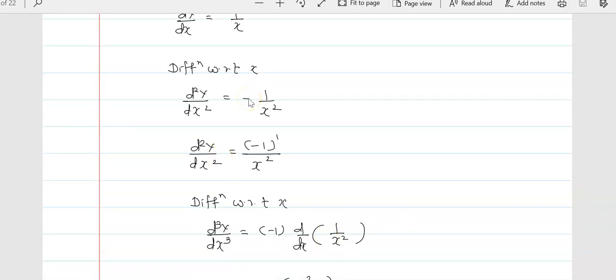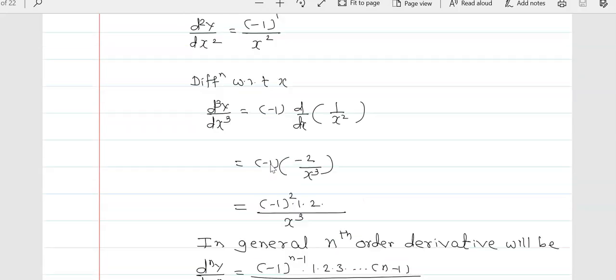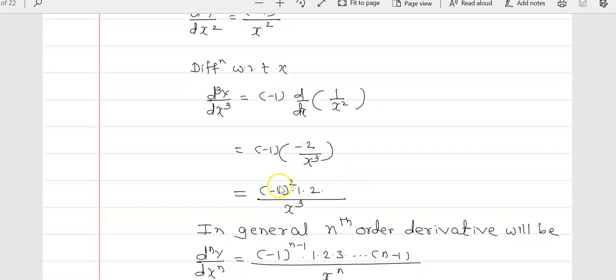Now it is a negative sign. Therefore, minus 1 raised to 1 upon x square. What about the next? Next will be again the minus 2. That is minus 1, and then minus and minus will become plus. Therefore, we take the minus sign as common, that is minus 1, in terms of the plus and minus, minus 1 raised to that power.